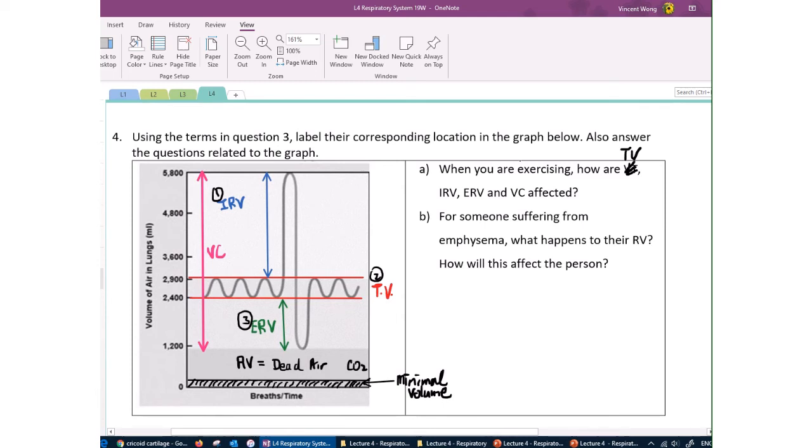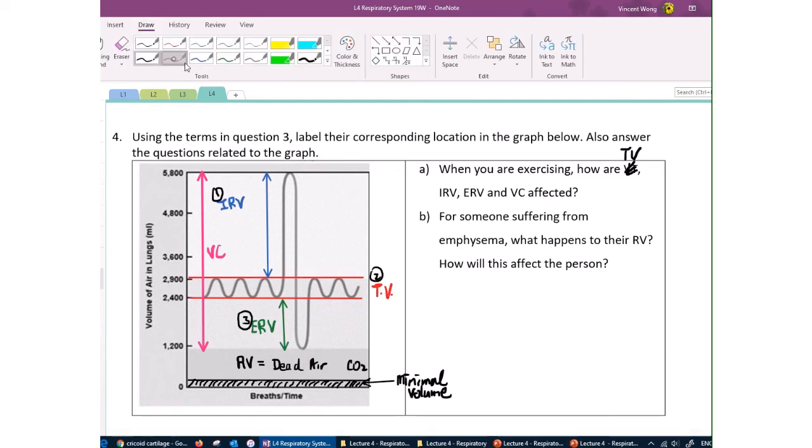If you have thought about it, the correct answer is that when you're exercising, the tidal volume is going to increase. Basically, it means that this red line is now going to move up. Perhaps not that much, but I'm just trying to give you a visual view of what's going on. And this bottom red line is going to move down to here. So this new area is going to be your tidal volume.